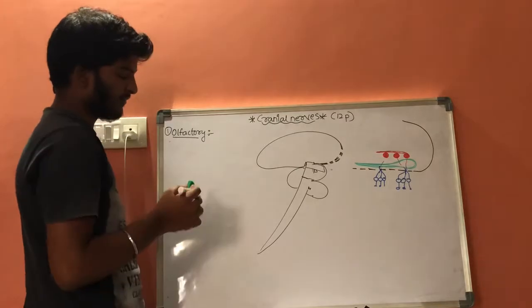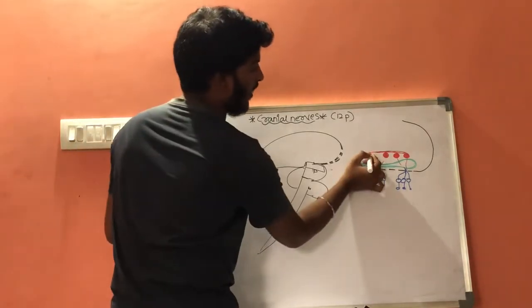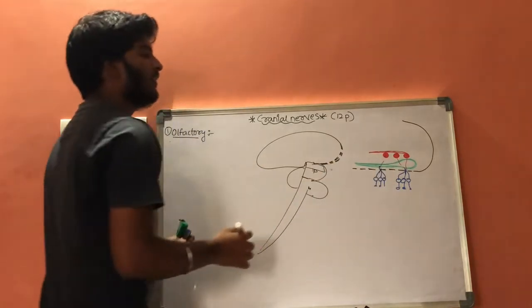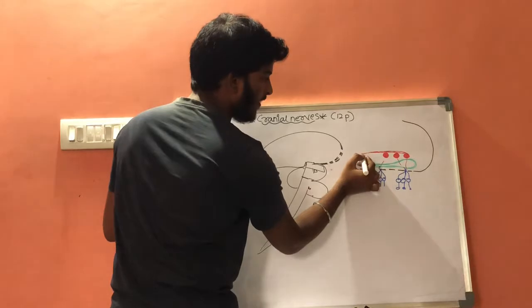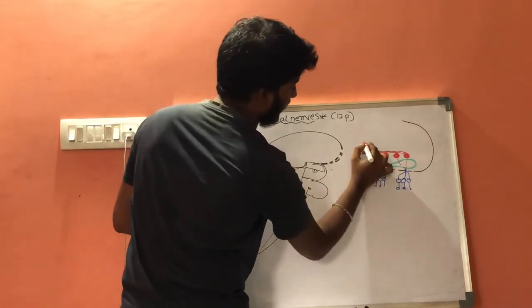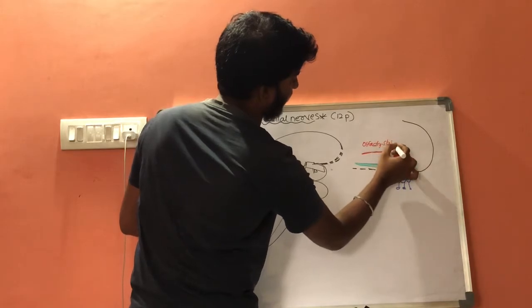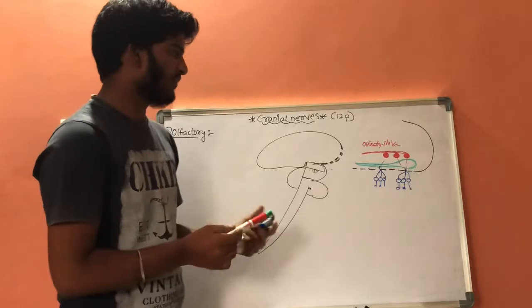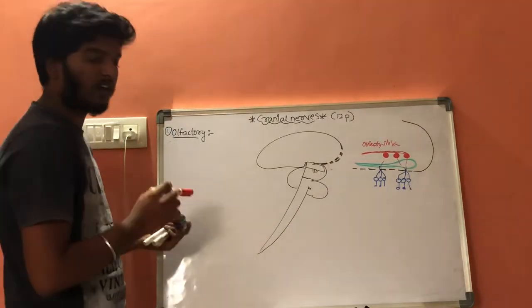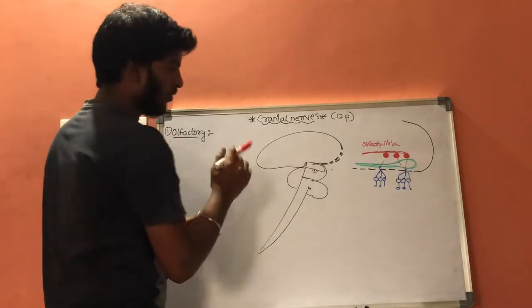These mitral fibers will get attached to the olfactory tract. Now, this olfactory tract will unite together and form olfactory striae. This is olfactory striae. Now, this olfactory striae will enter into the olfactory lobe.